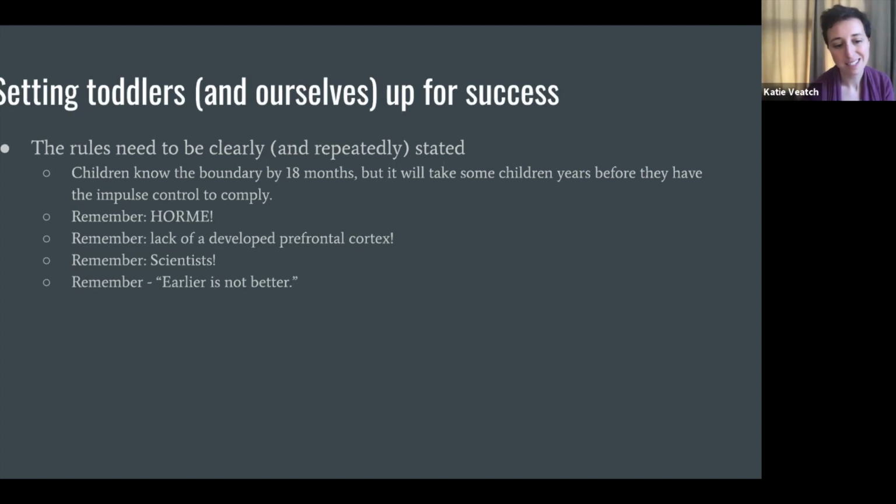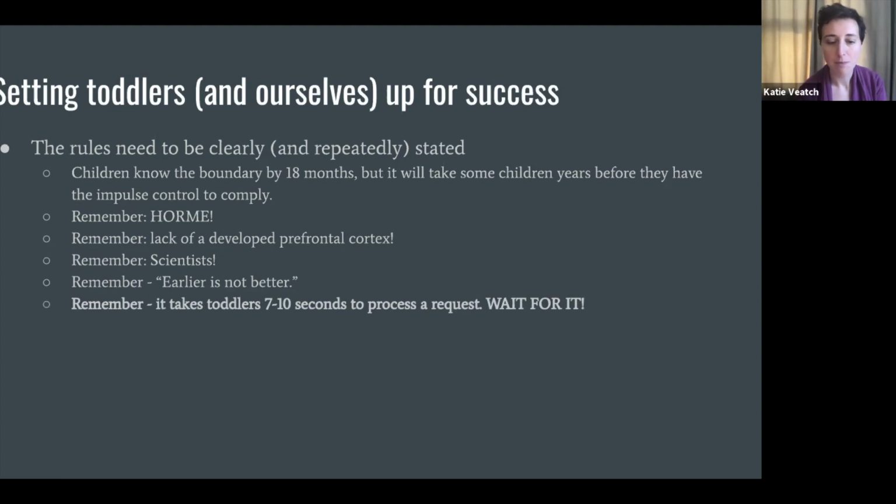So some children, this is going to take them a lot longer than other children. Some children are going to get it and they're not going to be boundary pushers, and that's cool. Their life is probably going to be simpler than a lot of us. And then there are children who at 4.5 are still pushing those boundaries that many children have grown out of. And that's okay. Earlier is not better. And we talked about this. Remember, it takes toddlers 7 to 10 seconds to process a request. Wait for it. It's okay to wait for it. Remember, wait, wait, wait.